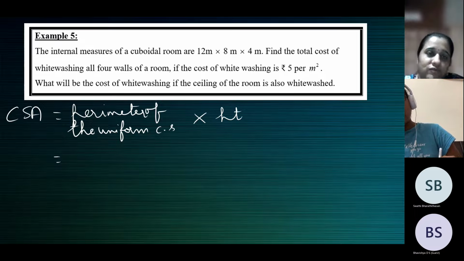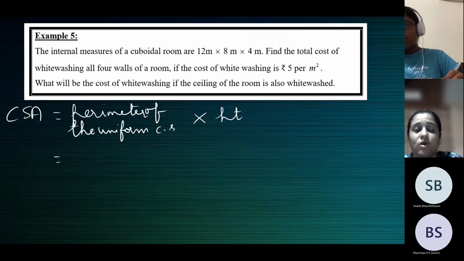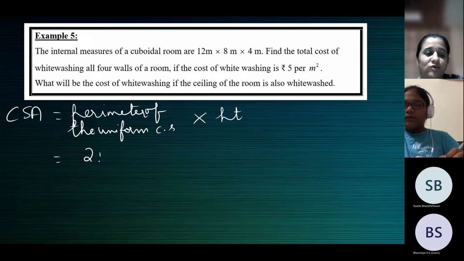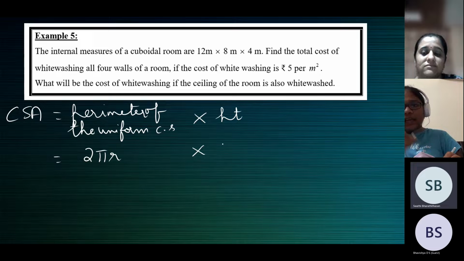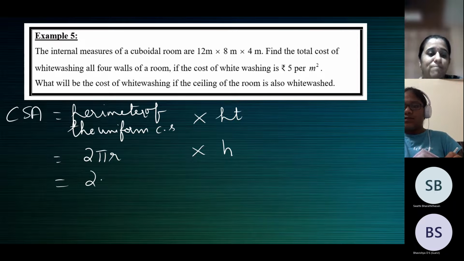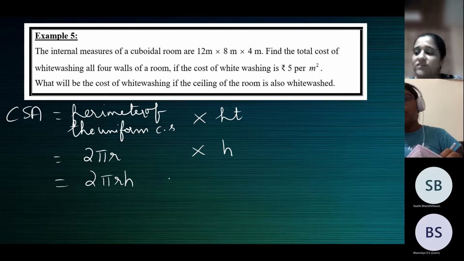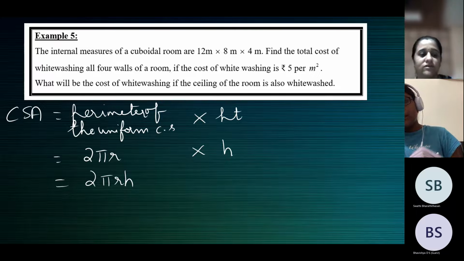Now, what is the cross section of a cylinder? A circle. What is the perimeter of a circle, or the circumference of a circle? 2 pi r. 2 pi r into what is the height of the cylinder? H. So 2 pi r h is the formula to find the CSA, the curved surface area. Only this one. Curved surface area is only this area, the curved surface area of a cylinder.